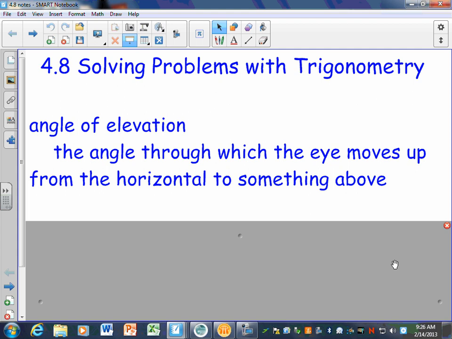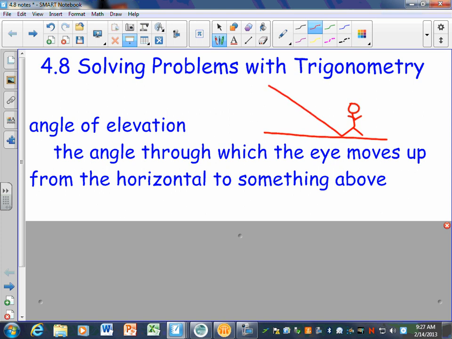So it says the angle through which the eye moves up from the horizontal, that means like from the ground, looking up. So I like to think about if I'm standing here and there's a building. Technically we should measure from our eye, but we're going to measure from here. Right here would be your angle of elevation, which throws people off, because I think it should be coming up from the top, but it actually is coming from the bottom. Or technically from his eyes, but he's not standing below ground, so.